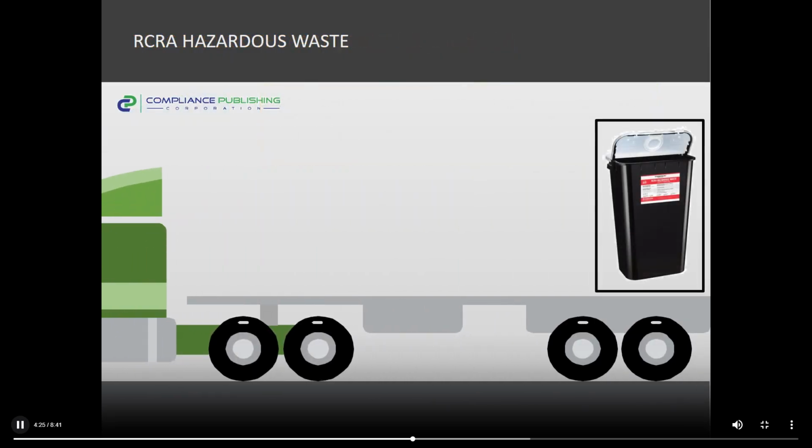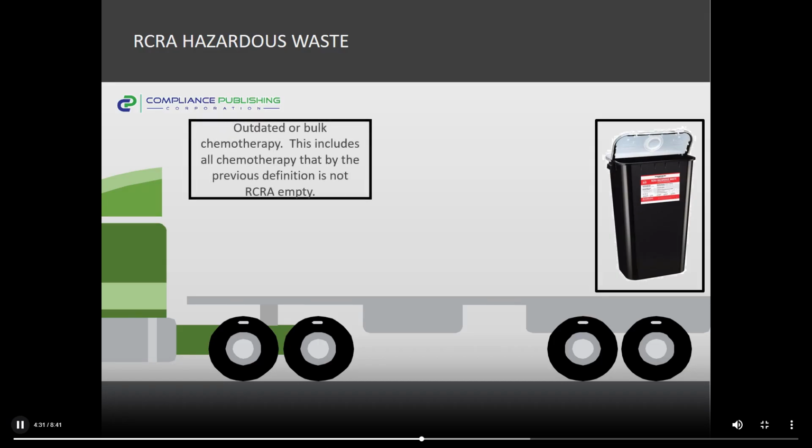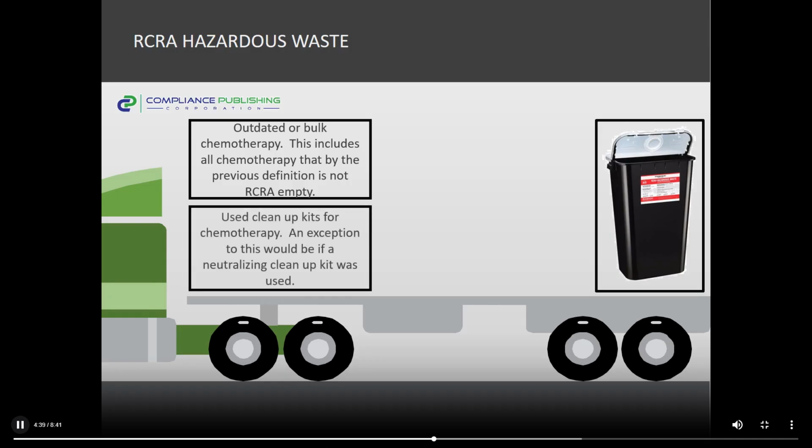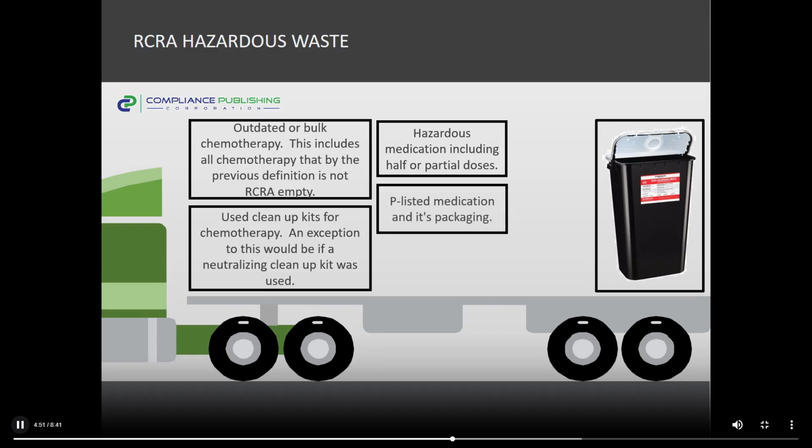The black RCRA hazardous waste container would include the following: outdated or bulk chemotherapy. This includes all chemotherapy that by the previous definition is not RCRA empty. Used cleanup kits for chemotherapy. An exception to this would be if a neutralizing cleanup kit was used. Hazardous medication including half or partial doses. P-listed medication and its packaging.